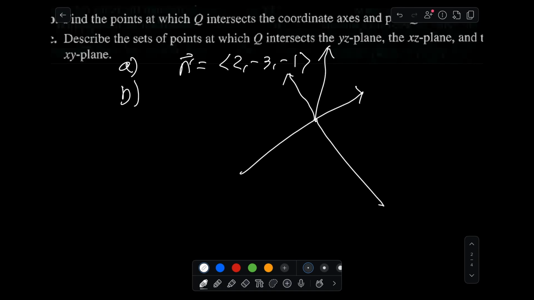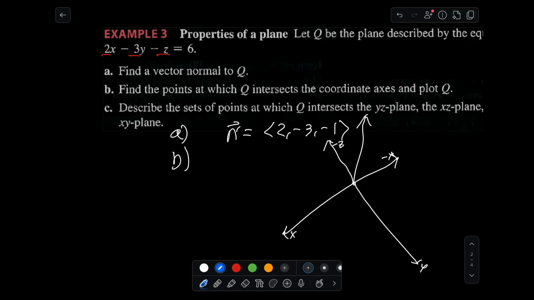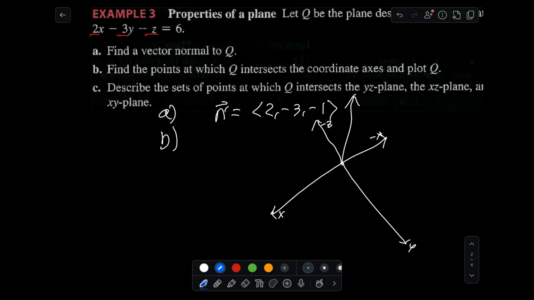I just like to draw it like this, with my positive x and y a little bit bigger than my negatives, just because that's the way I like to roll. And I'm going to use blue to highlight everything. So we're going to go out and see where it intersects these coordinate axes. When y and z are 0, x is going to be 3. So I'm going to dot this in blue.